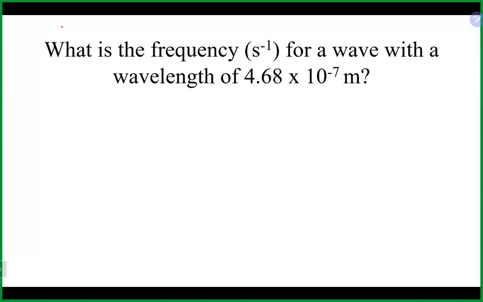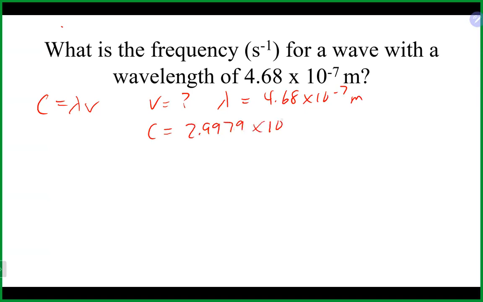Okay, so let's take a look here. So we can use our equation, C is equal to the wavelength times the frequency. Here we are looking for the frequency. We are given the wavelength, which is 4.68 times 10 to the minus 7 meters. We always have the speed of light, 2.9979 times 10 to the 8 meters per second. So in terms of the wavelength, we're good because, again, they are both in meters, so everything should cancel out.